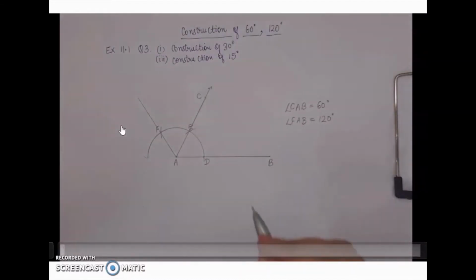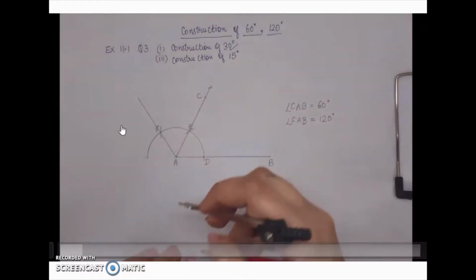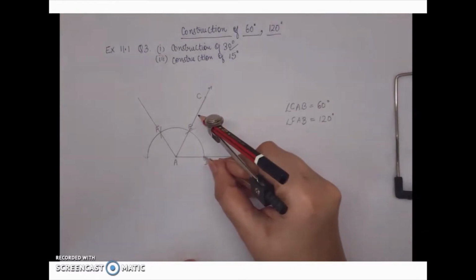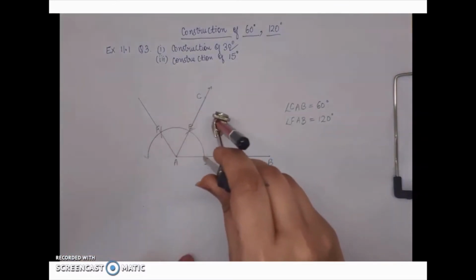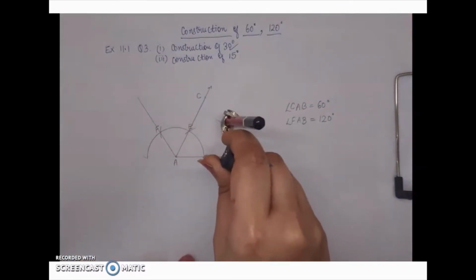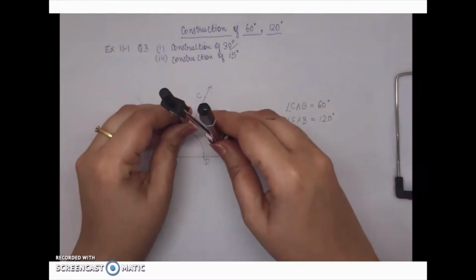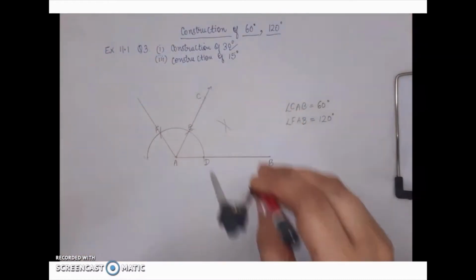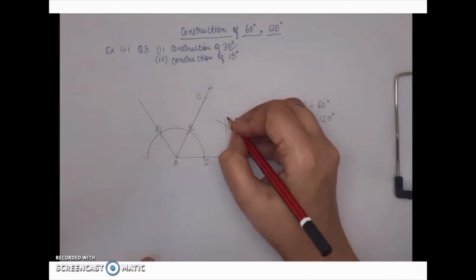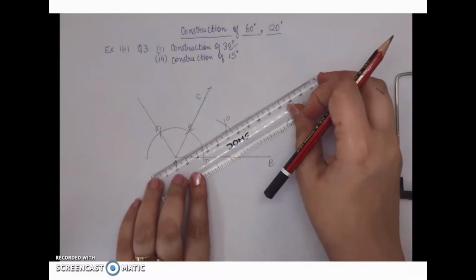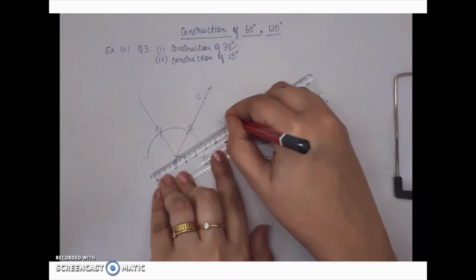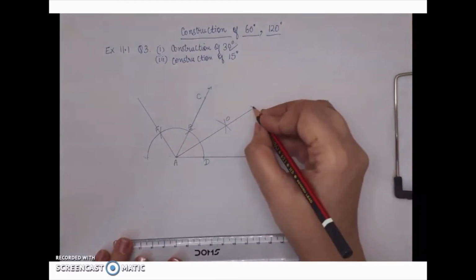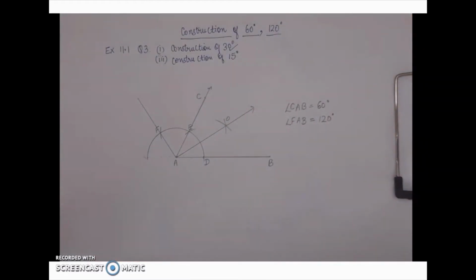Next we will be seeing construction of 30 degree. Earlier I had already constructed 60 degree. So I will be bisecting this 60-degree angle now. So angle CAB is what I am bisecting. So same process. When you bisect 60, you will get 30. So angle OAB, that is 30 degree.